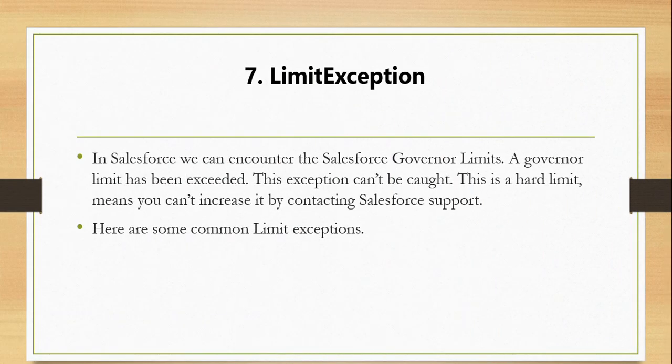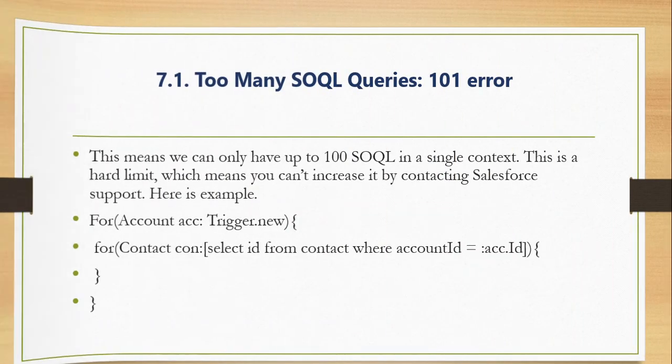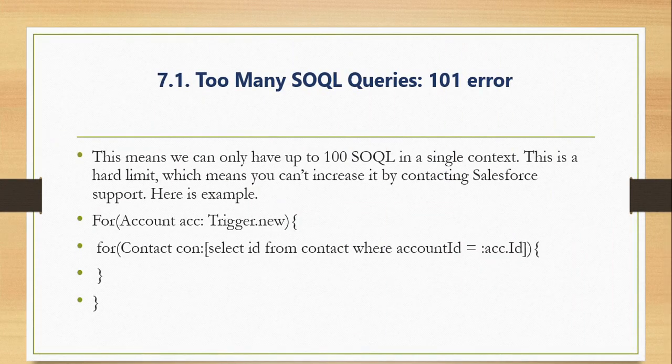Limit exception. In Salesforce, we cannot catch the Salesforce governor limit exception. A governor limit has been exceeded, and this exception cannot be caught. This is a hard limit, which means you can't increase it by contacting Salesforce support. For example, too many SOQL queries: 101 error. This means we can only have up to 100 SOQL queries in a single context. This is a hard limit, which means you can't increase it by contacting Salesforce support.